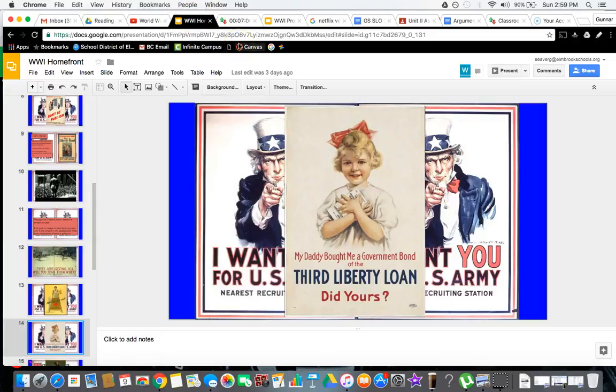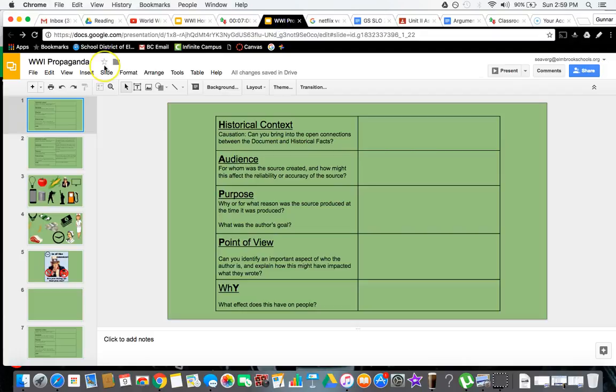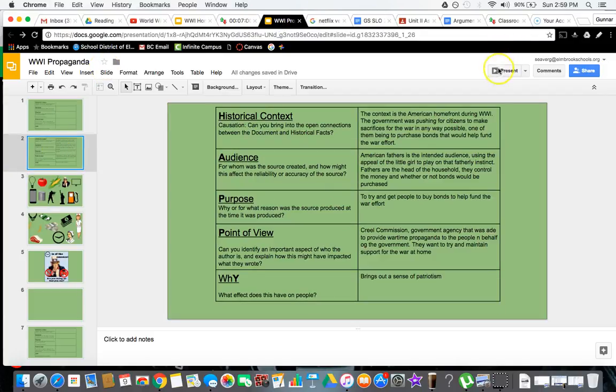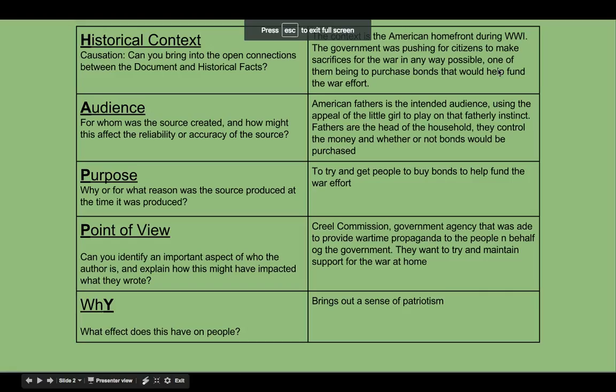All right, so you guys should have had enough time to fill out that chart, and let's take a look at what you have here. Now, I have a chart with my thoughts on this, and we can break it down quickly together. So, for the context of that propaganda poster, obviously it's coming out during World War I, and it's aimed at Americans on the home front.